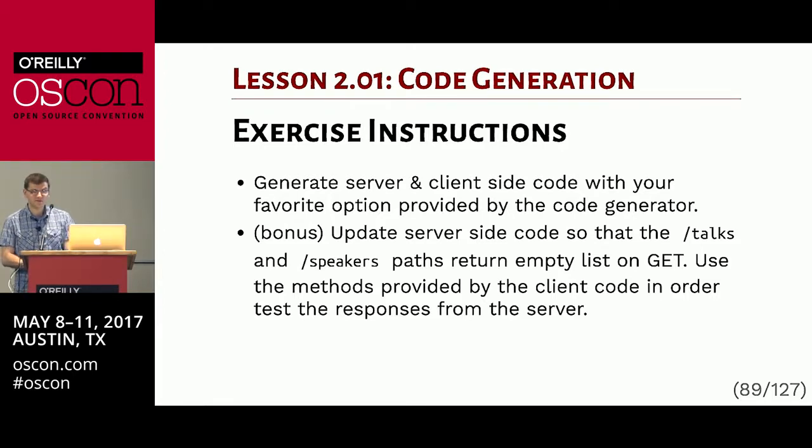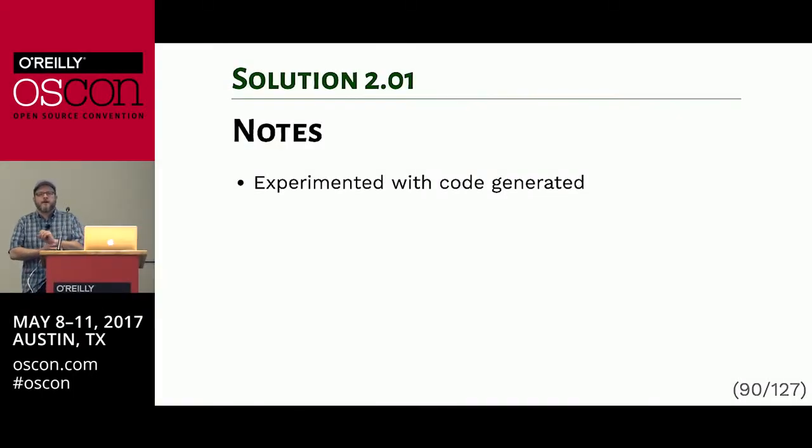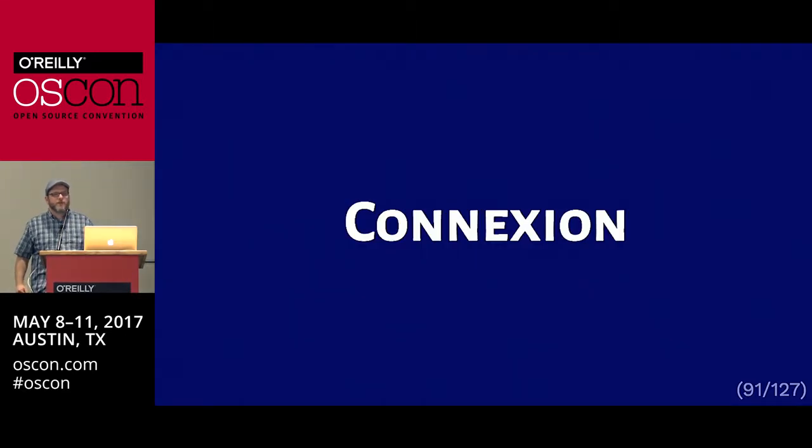OK, so by now you should have generated maybe 1 or 2 clients and servers, and you see what the code looks like that comes out of the generator. So now I'm going to talk a little bit about the specific implementation that we're going to use for the next couple lessons. And this is the Python one called Connexion.